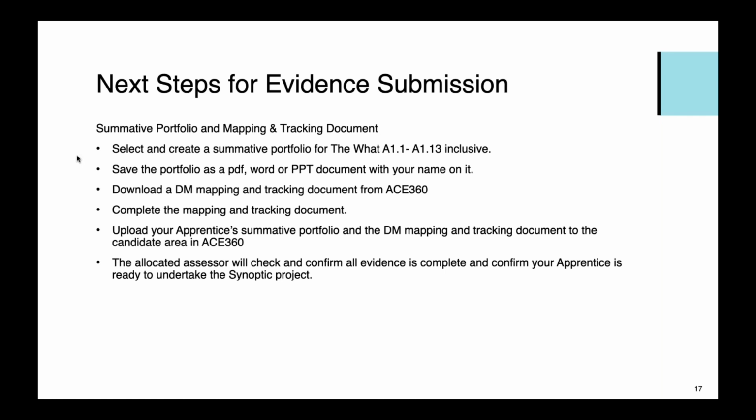The portfolio should be saved as a PDF, Word or PowerPoint document with your name on it. Download the mapping and tracking document from ACE, complete the mapping and tracking document, upload your apprentice's summative portfolio and the document into the candidate area in ACE 360. Your allocated assessor will check and confirm all evidence is complete and confirm that your learner is ready to undertake the synoptic project.